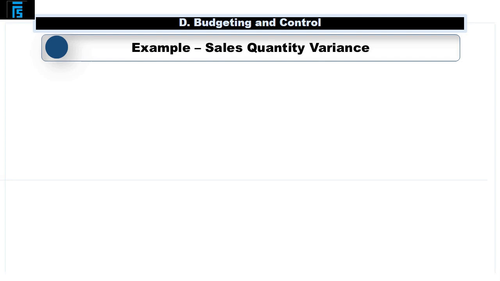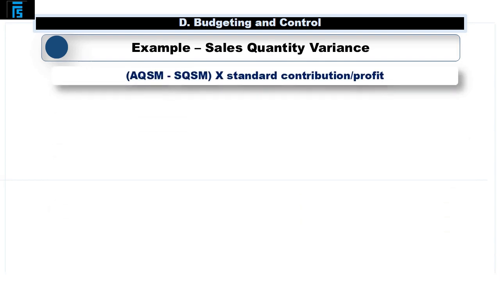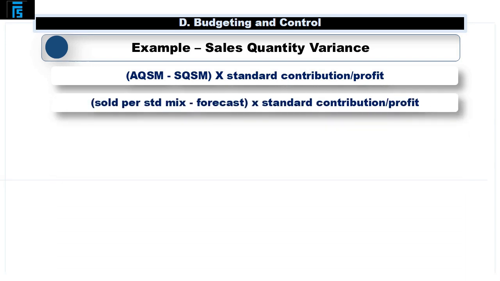The sales quantity variance is calculated in a similar way to the material yield calculation. We take the actual quantity sold in the standard mix proportions, the same figures we have just used in the second column of the sales mix variance calculation, and compare this to the forecast sales, and then multiply the difference by the standard contribution or profit. Again, we use contribution or profit rather than selling price to take into account the differences in variable costs in each product. If we use the same example as before, we can see this in action.